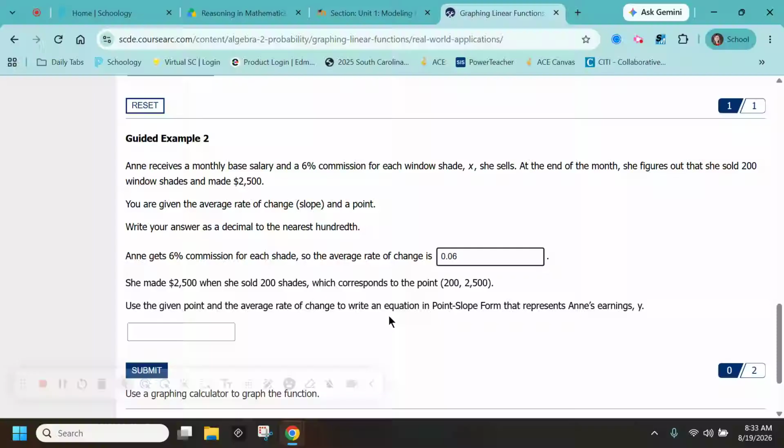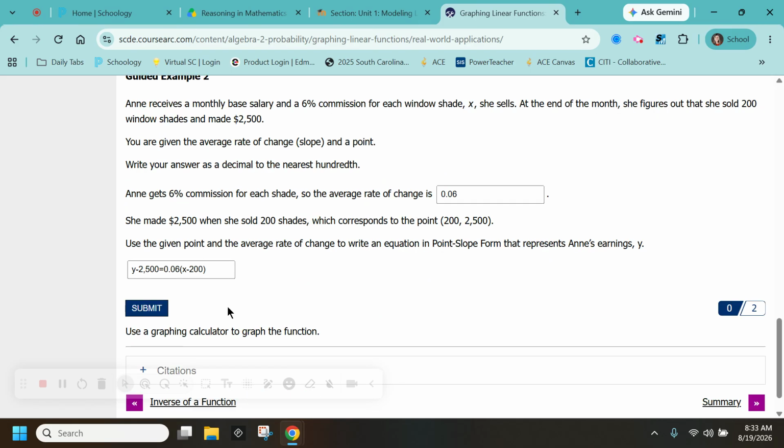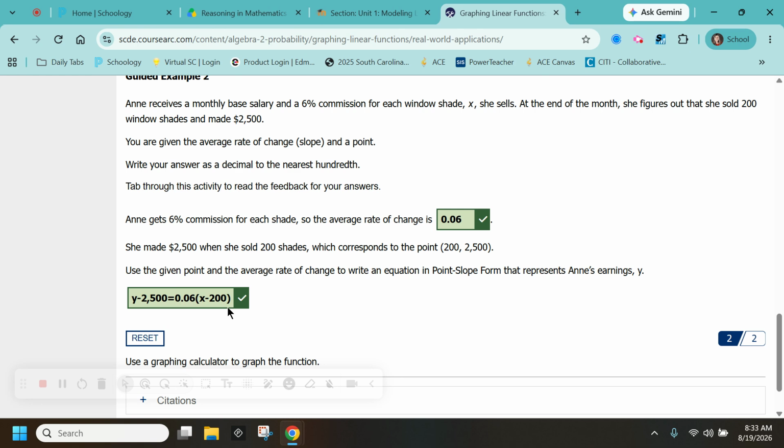Using the given point and the average rate of change, write an equation in point slope form. So y minus 2,500, make sure you include the comma, is equal to 0.06, and our x value is 200. And so that is our equation in point slope form.